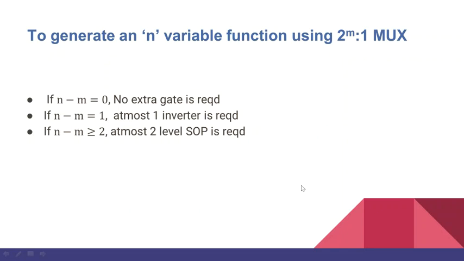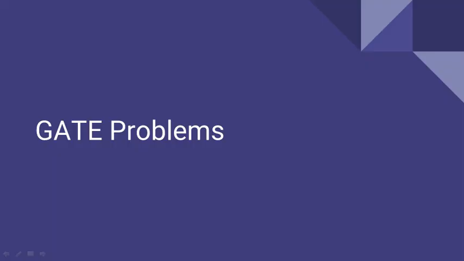If we have an n variable logic function, then how many 2^m:1 muxes are required? If n minus m equals 0, then no extra gate is required, and if n minus m equals 1, at most one inverter is required, and if n minus m is greater than or equal to 2, at most a 2 level SOP, that is sum of products, is required. These equations are normally used in competitive exams for solving problems really fast. With these basics, let's solve a few GATE problems.